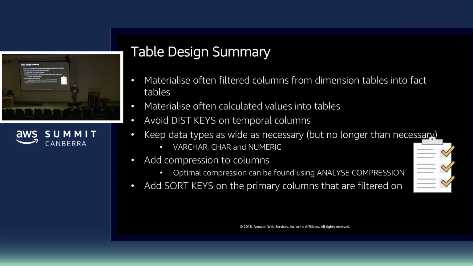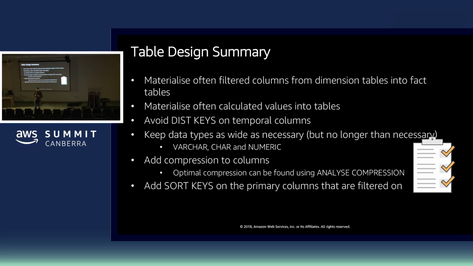Materialize often filtered columns into fact tables. We like star schemas. When I say this, people say, hey, don't you like star schemas? Absolutely, we love star schemas. Redshift loves star schemas. But if I'm going to join 300 tables to derive a value for a query, can I materialize that data into my fact table and reduce the number of joins I do? Every join is an I/O. Can I reduce the I/O that I do on a particular Redshift cluster?